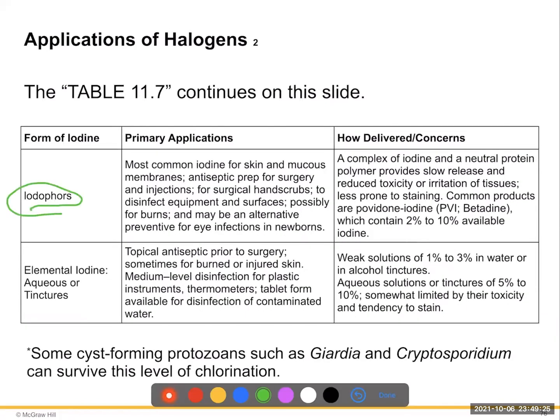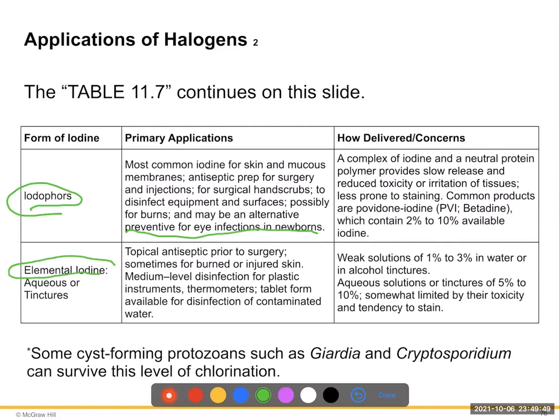Iodophores, those are the Betadine or iodine compounds. Mostly common iodine for skin and mucous membranes. Antiseptic for surgeries and injections, it cleans the area so you don't get bacteria in the area. Surgical hand scrub, disinfect equipment and surfaces. It can prevent eye infections in newborns. Those are your iodophores.